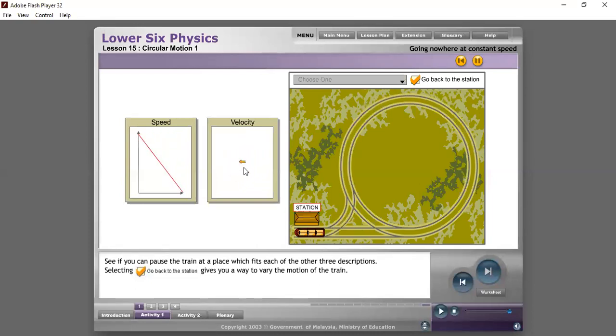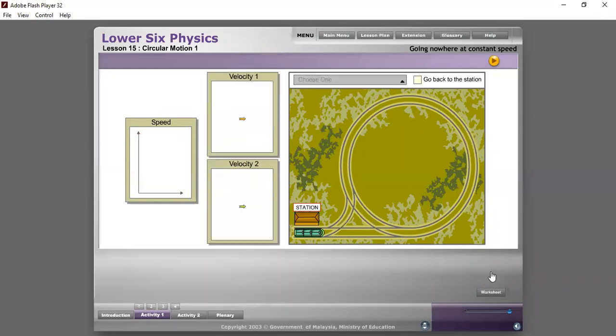So this means that I don't want to go back to the station, but I cannot, I must go back. If I don't want to go back, I cannot choose. Go Back to Station gives you a way to vary the motion. Okay, let's go.